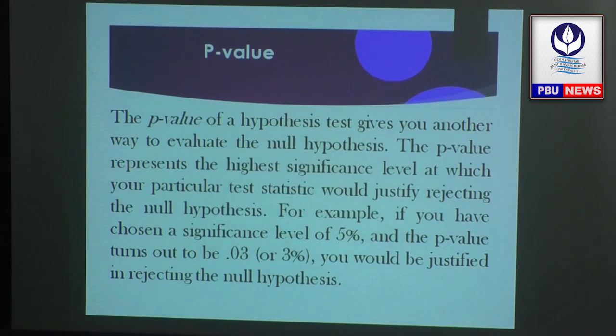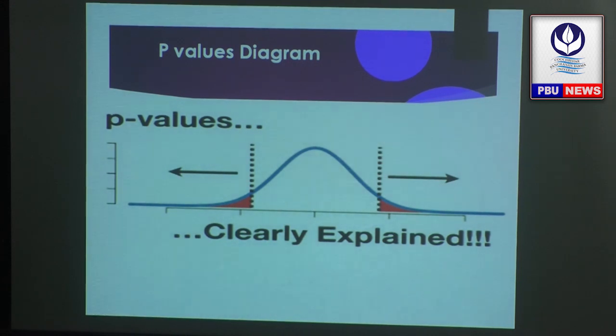What is the p value? The p value of a hypothesis test gives you another way to evaluate the null hypothesis. The p value represents the highest significance level at which your particular test statistic would justify rejecting the null hypothesis. Now, this is the p value design, and this is the critical value, the critical region, and the gap between this portion and the remaining part is the p value. This is a graphical representation.